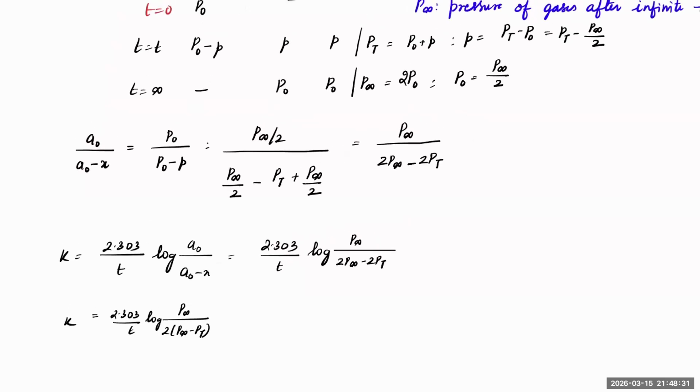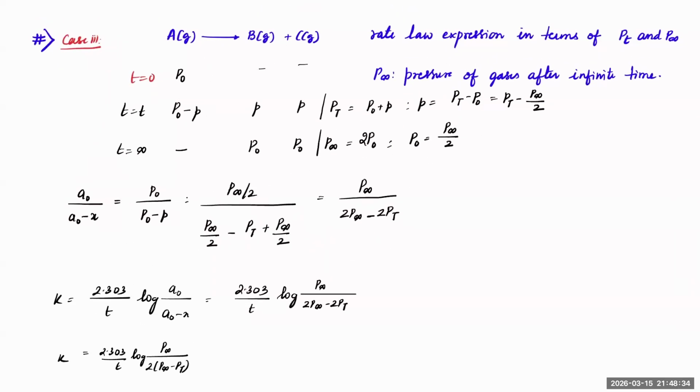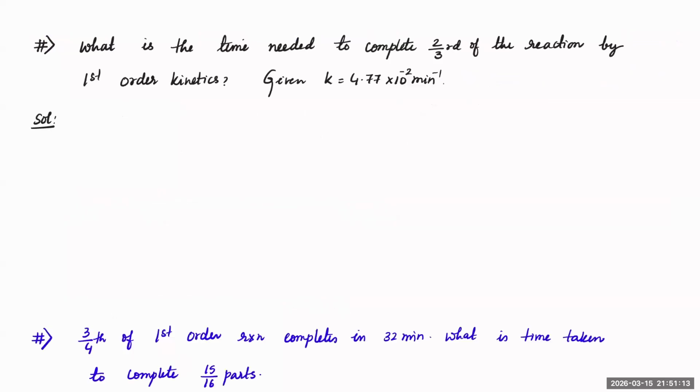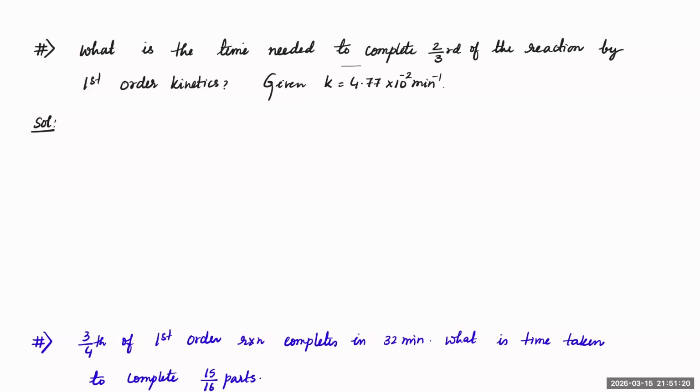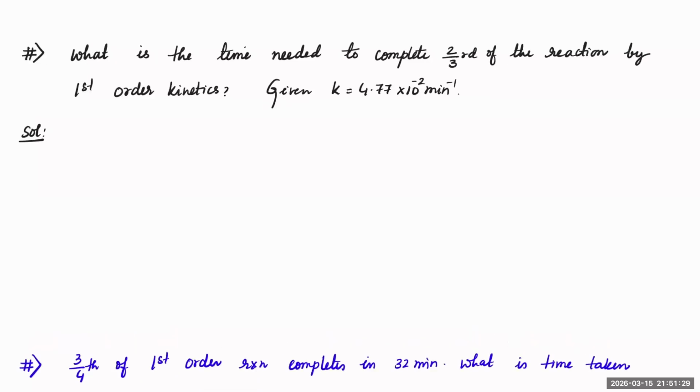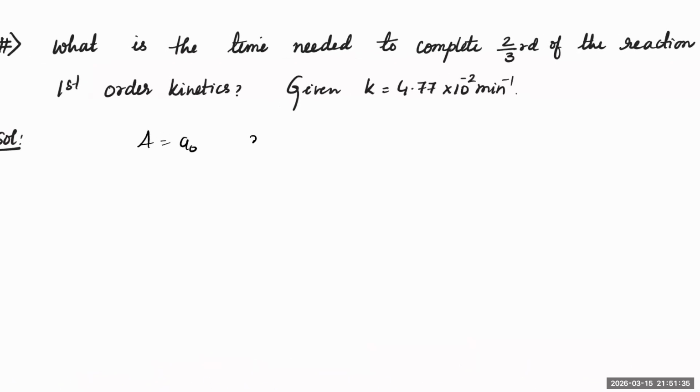Got it? So please go through it quickly, everybody. Check if you have any doubt in this case. Check these questions quickly. What is the time needed to complete two-thirds of the reaction by first order kinetics? Okay, straightforward questions. So let's do it together, everybody. If initial value is A naught, now X is two-thirds of A naught. So which means At will be equal to A naught minus X, that is equal to A naught minus two-thirds of A naught, which is one-third of A naught.